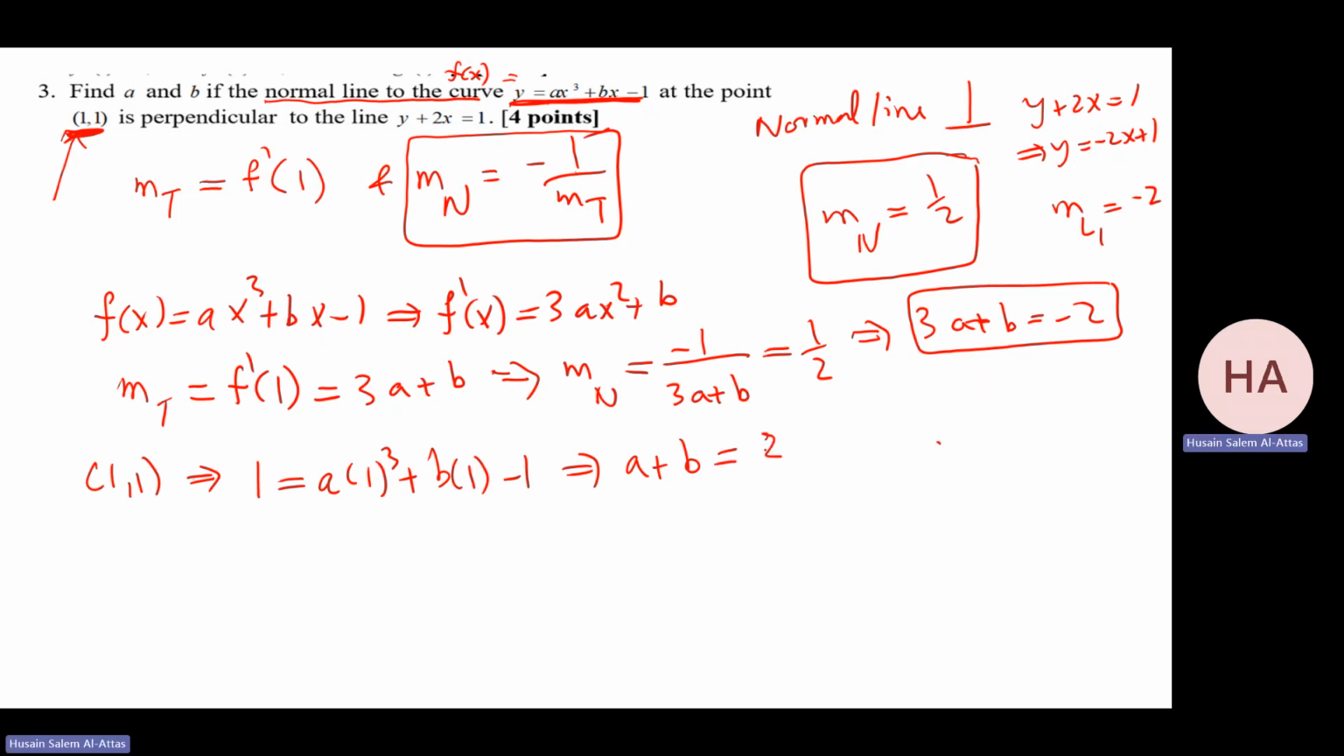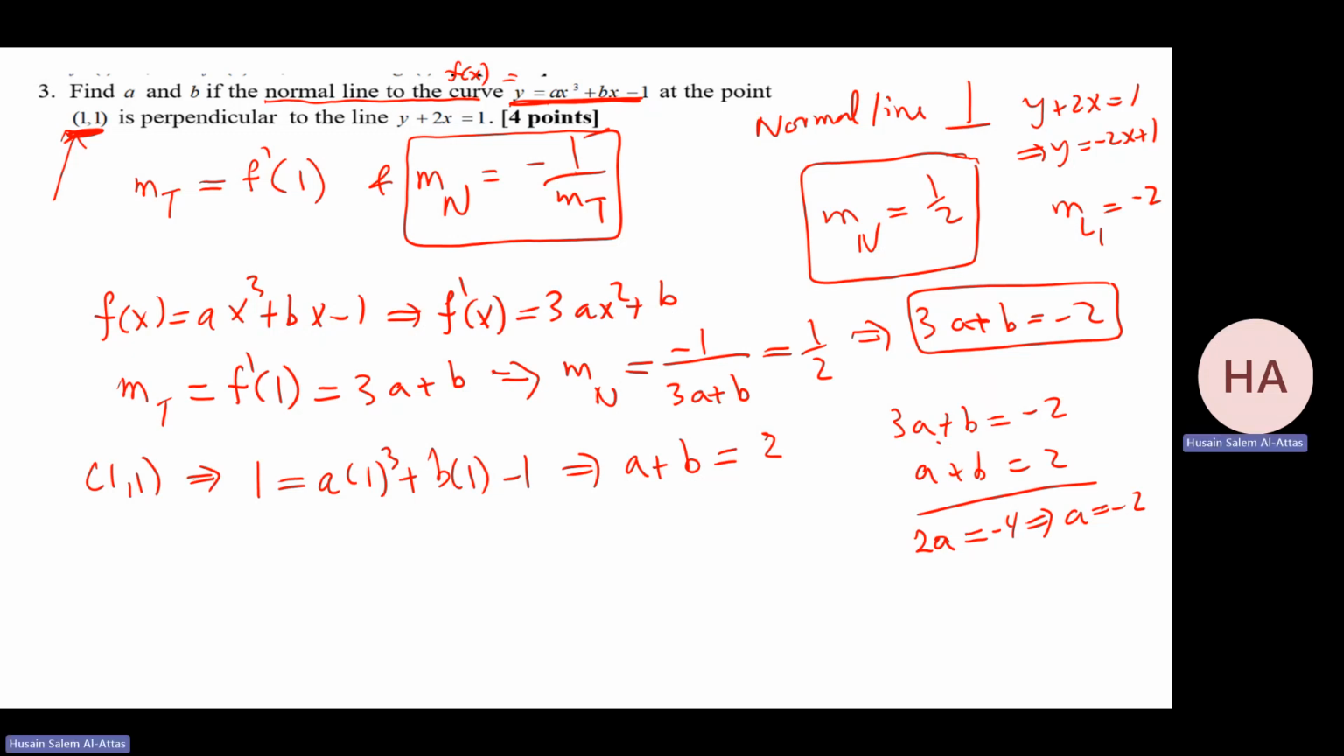So I have a plus b equals what? 2. So I have two equations, 2 unknowns: 3a plus b equals minus 2 and a plus b equals 2. Subtract: b cancels, I have 2a equals minus 4. That means a equals minus 2.